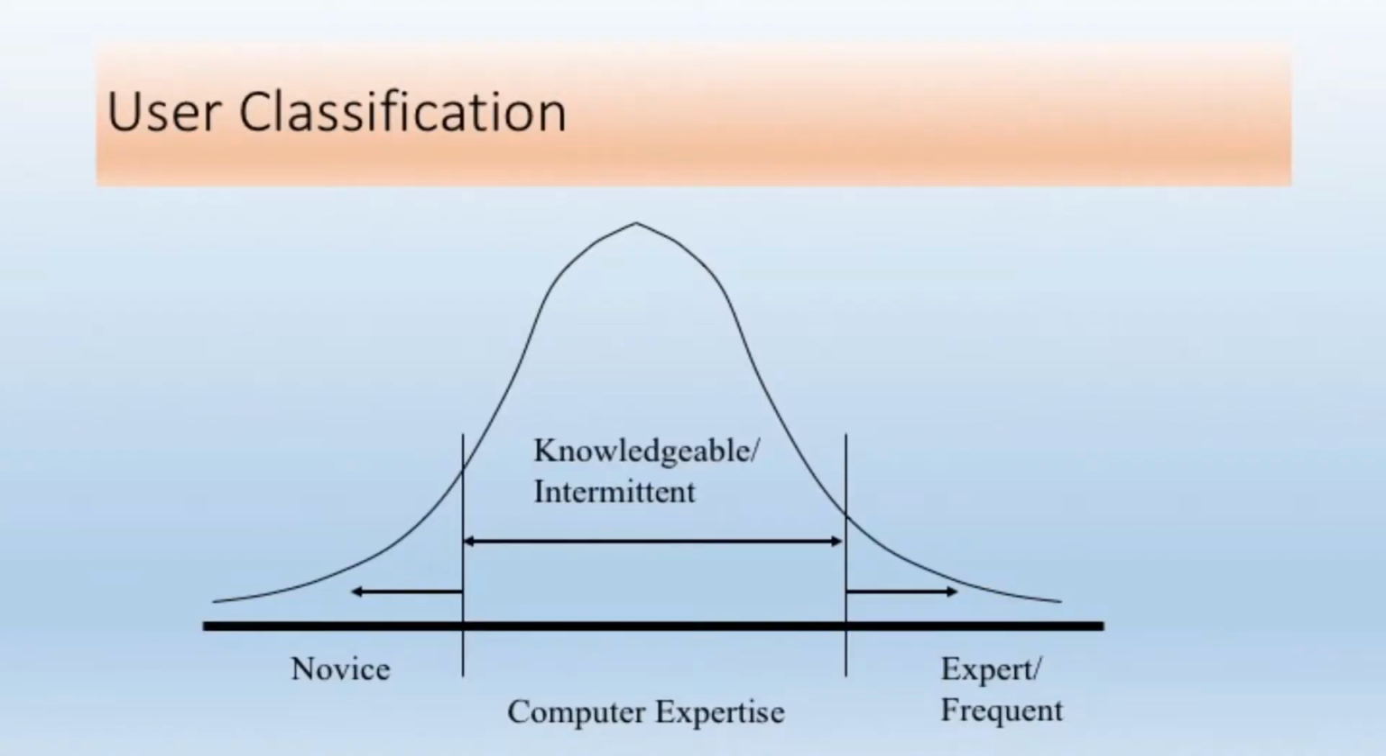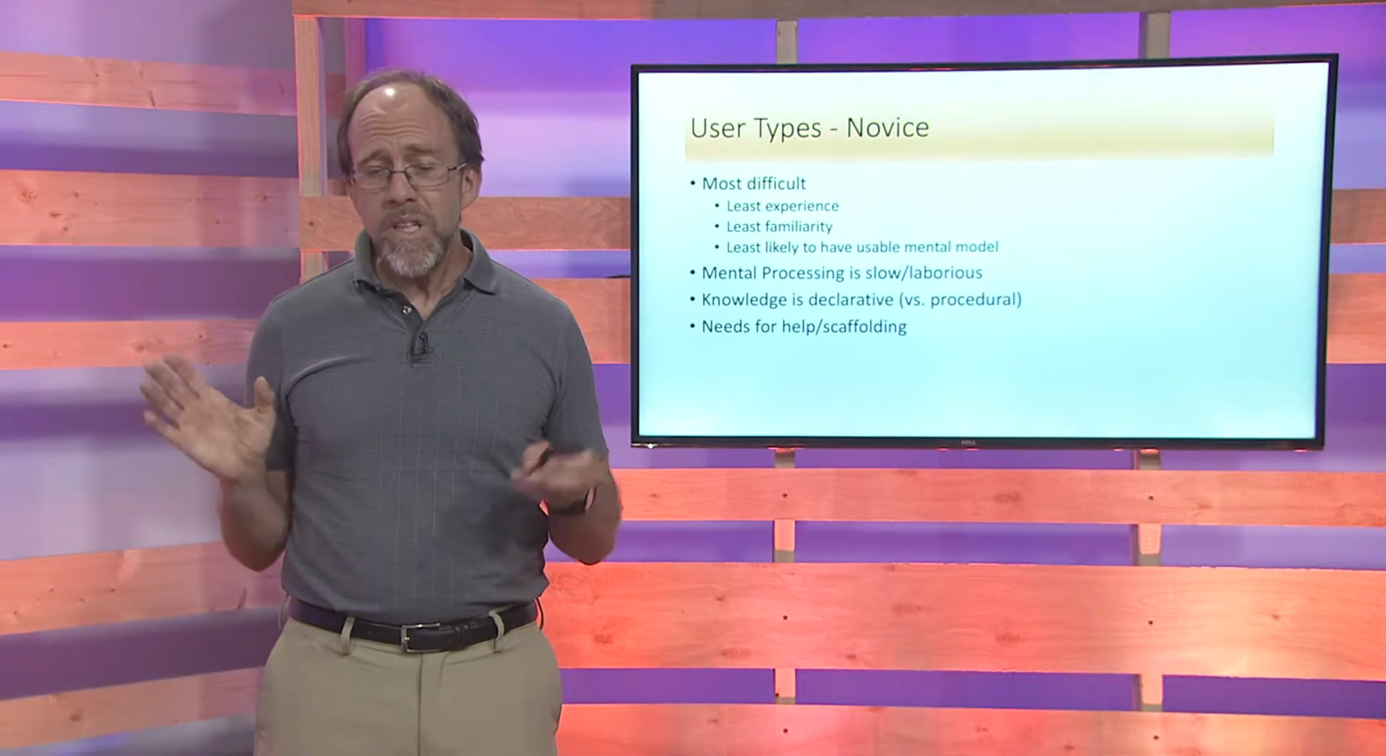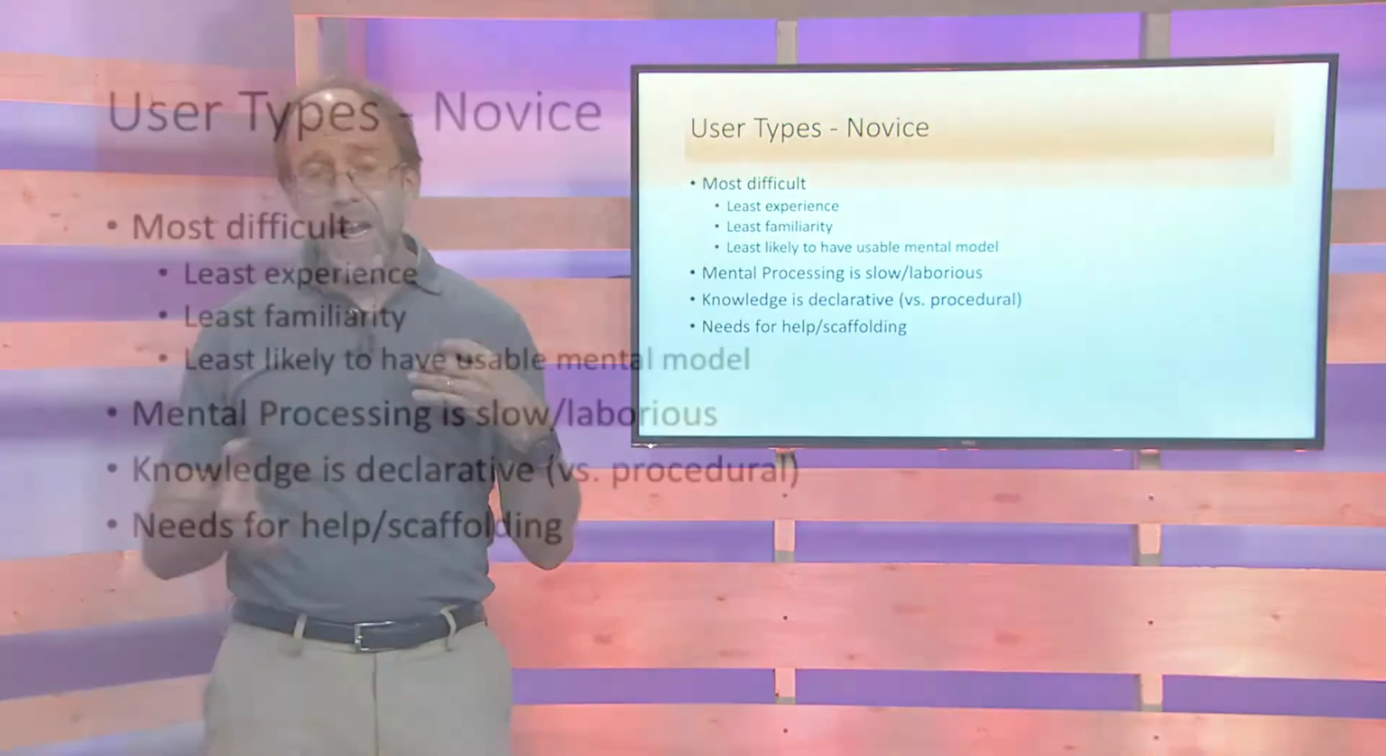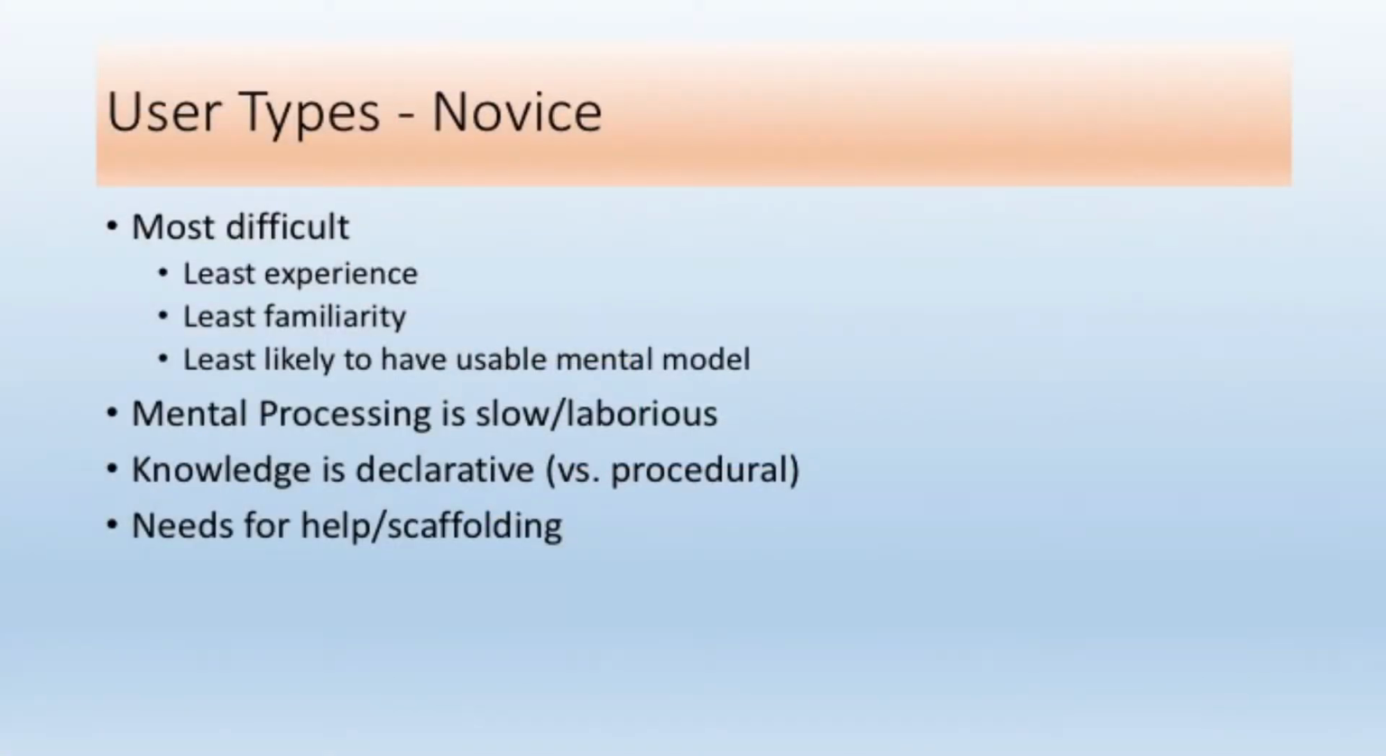So looking at this classification, the majority of the time, the user that you're designing for is the one in the middle. But realize that the ones on both ends are the most challenging, the novice and the expert users. So let's deal first with that novice user. Very little experience, not familiar with the system, may not have anything to build a mental model on, which means that the mental processing involved with using your system is going to be slow and laborious.